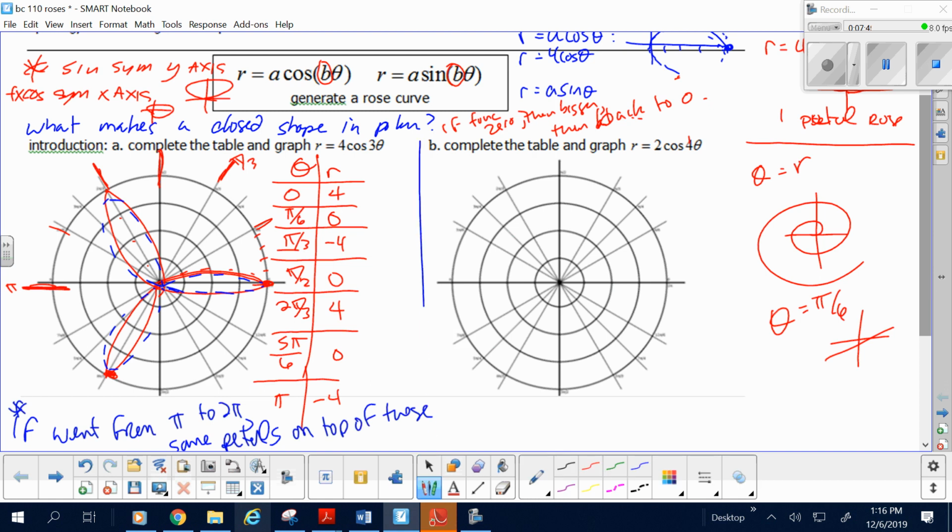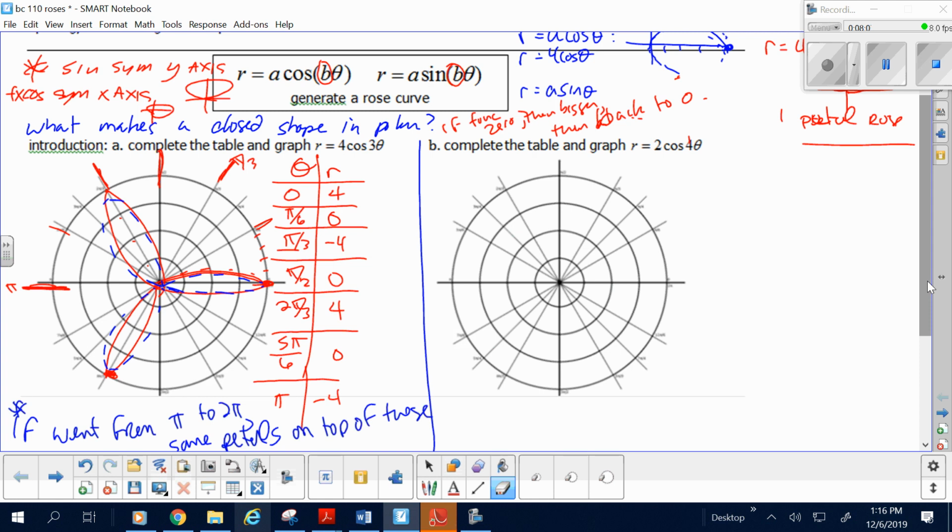All right. So looking for trends, 3 theta was 3 petals. So in the next problem, 4 theta will be 4 petals, which of course is absolutely not true. Wow. Yeah, I misled you. You fell into my little trap.